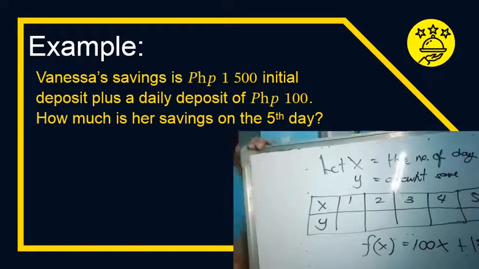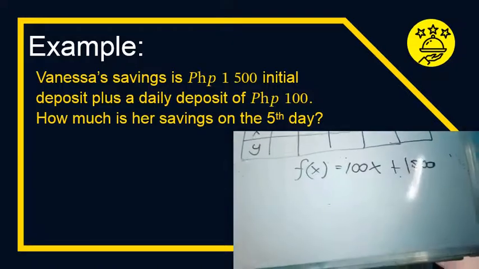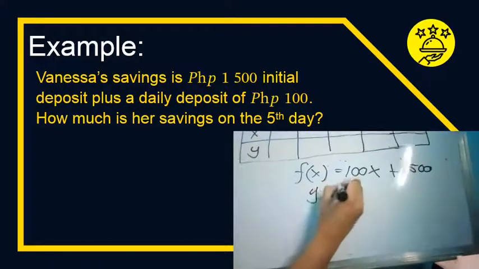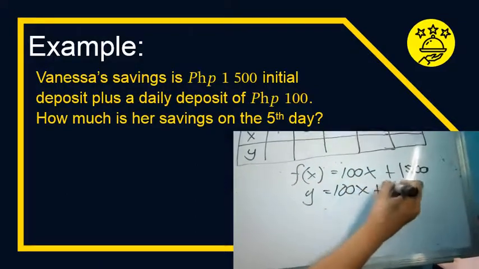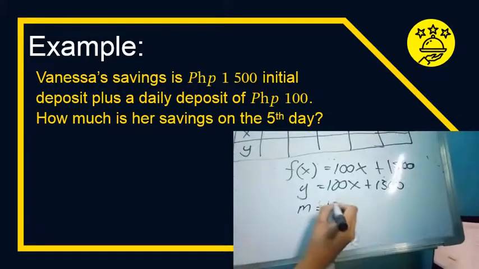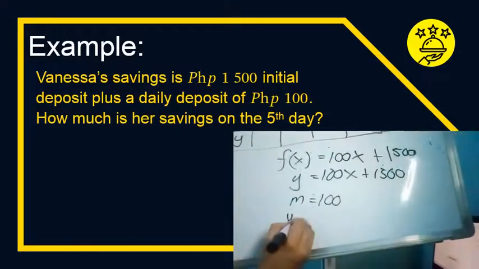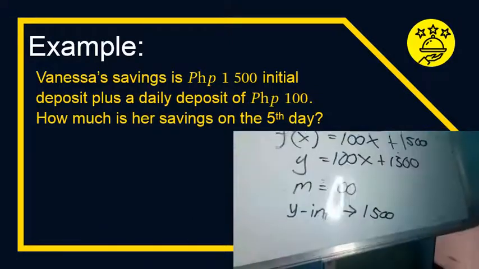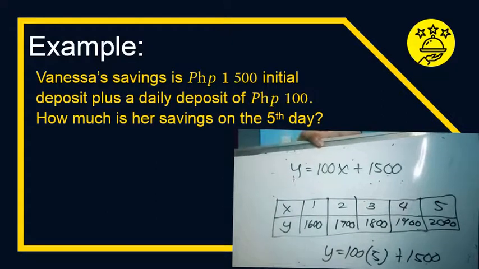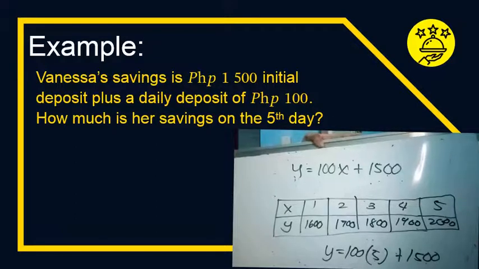So let us transform f of x, or the function, into slope-intercept form. y is equal to 100x plus 1,500. So the given slope is 100 and the y-intercept is 1,500. It means that if Vanessa saves 100 pesos per day, she will have 2,000 pesos in total on the 5th day.